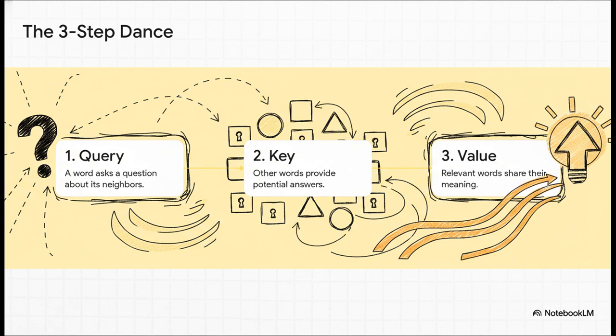First, a word asks a question about what's around it. That's the query. Second, all the other words offer up potential answers. Those are their keys. And finally, the words with the best answers get to share their meaning, and that's their value. Query, key, value. That's it.